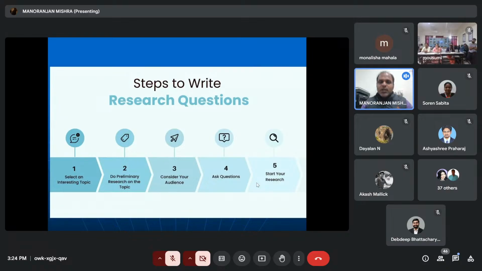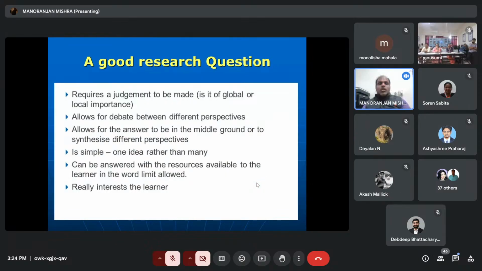Then a good research question requires a judgment to be made. Is it of global or local importance? It should allow for a debate. You have to think that if I am putting forward a research question, how many people will be for it, against it, or in contrast, and it should allow for the answer to be a middle ground or to synthesize different views.